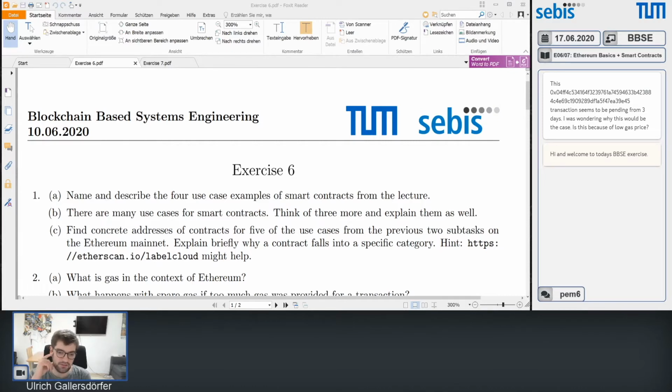This is also commonly used for ICOs, so initial coin offerings, which was a big hype in 2017, where a lot of companies offered these tokens to get a revenue share or something like that. Then this was a valid approach. A second use case described in the lecture was identity and reputation systems. In order to manage identities without a trusted third party, a smart contract can be used.